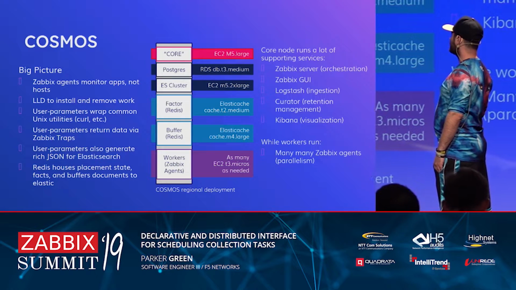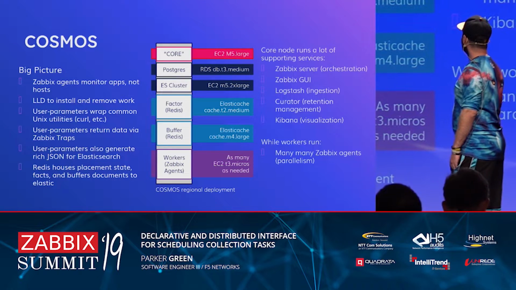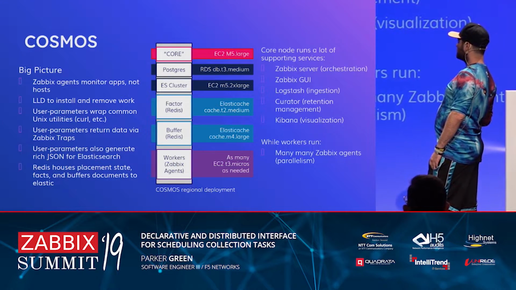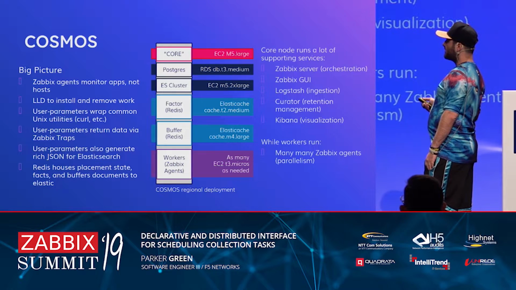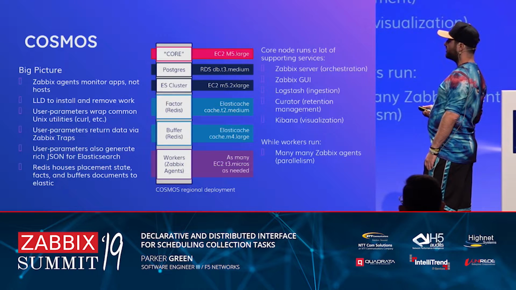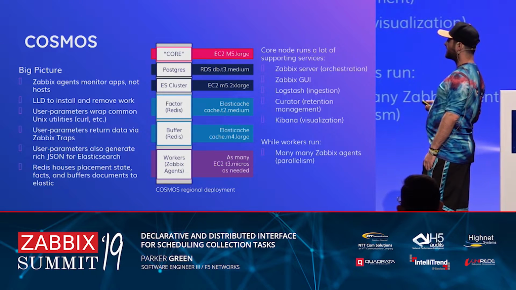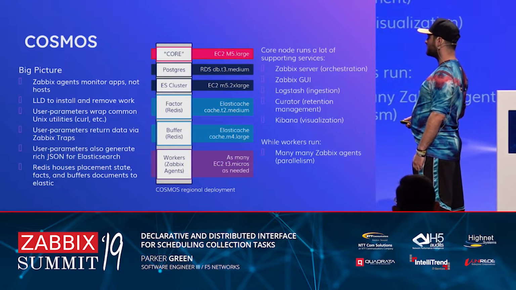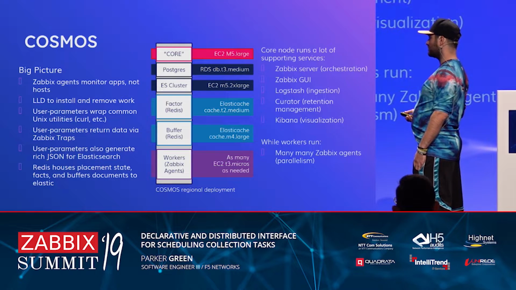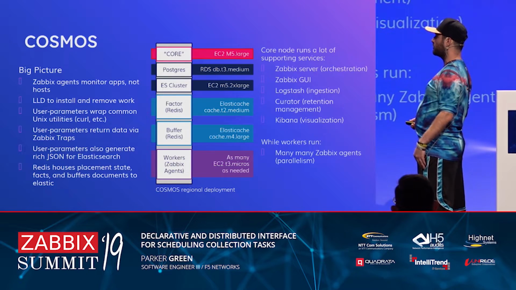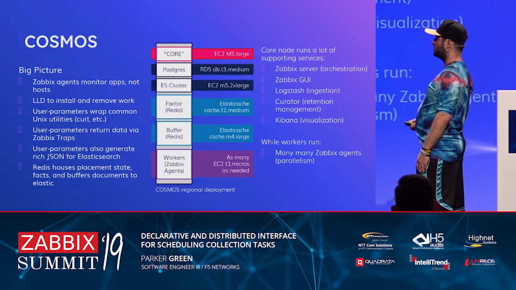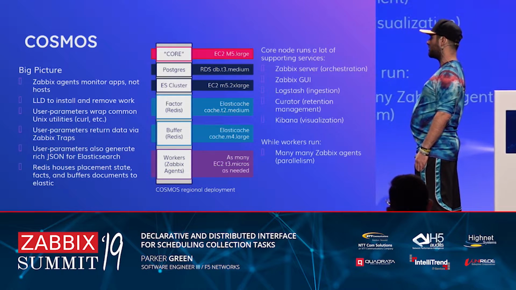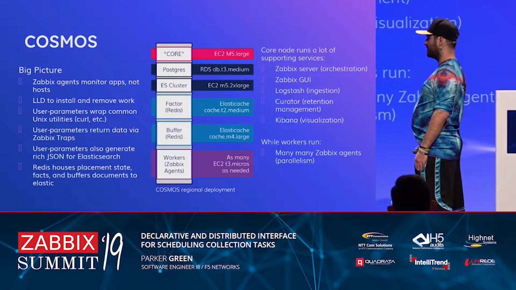So this is built into Amazon. We have a core node which handles several services like the Zabbix server, the GUI, Logstash, just a whole bunch of support services. We have two databases: Postgres for the Zabbix config, and then we're using Elasticsearch as the history backend, so we've got a cluster here. And then we've got two Redis instances, one called Factor, which holds all the placement state and facts, which we'll get into, and then Buffer, which holds those rich JSON documents as they're waiting to go into Elastic. And then we have many T3 micros that run numerous Zabbix agents.